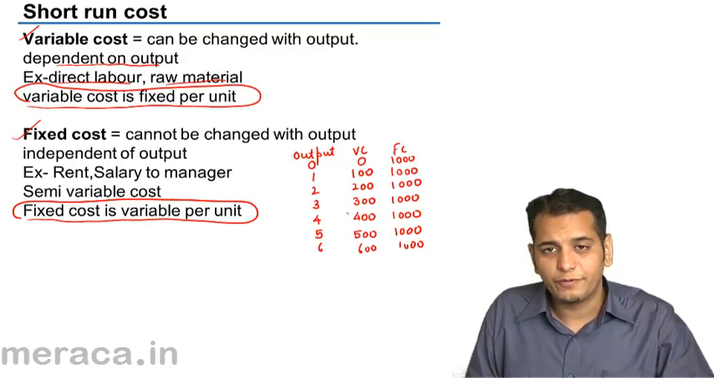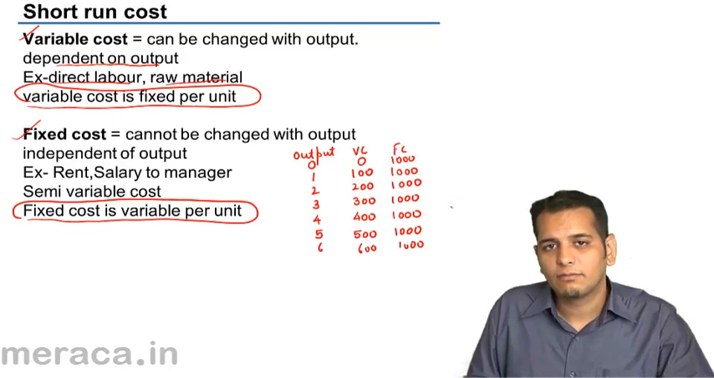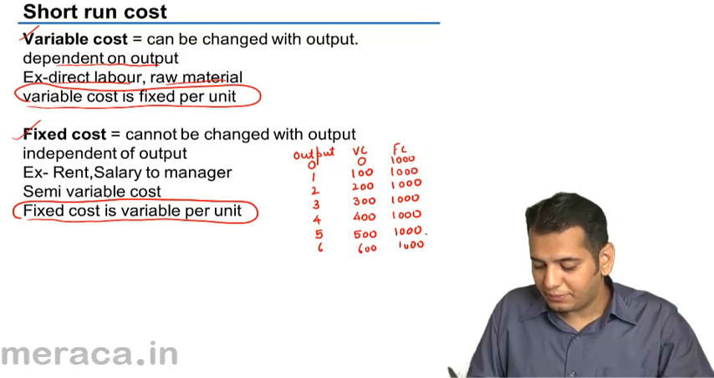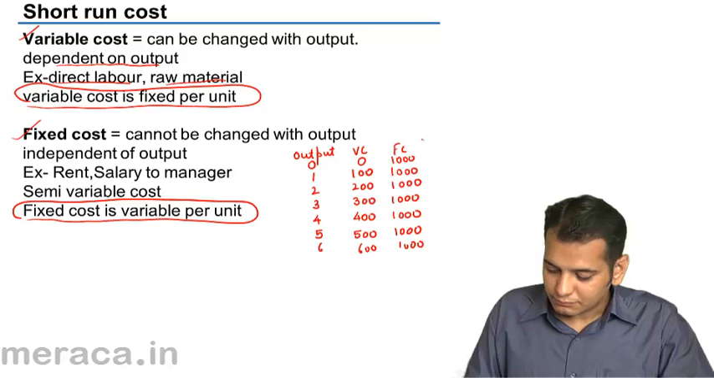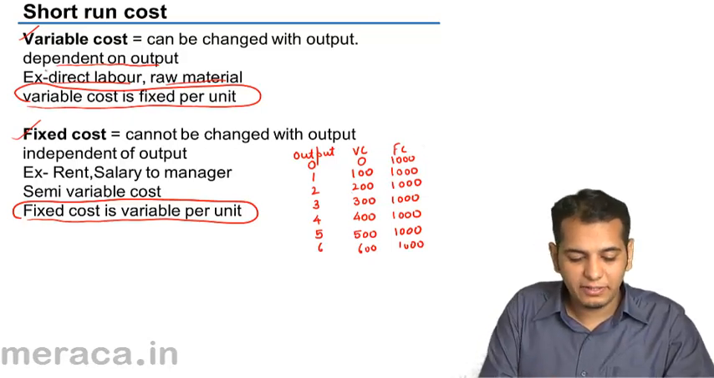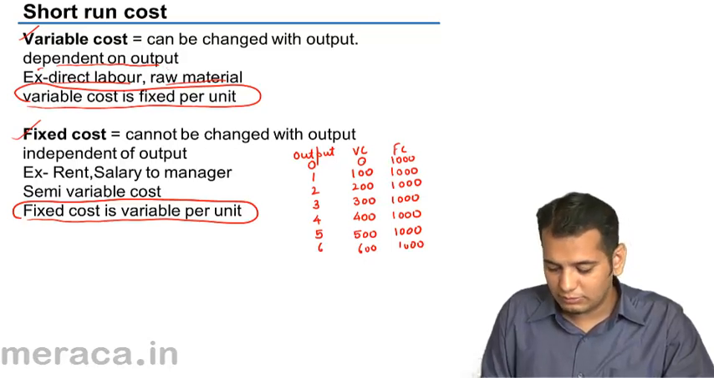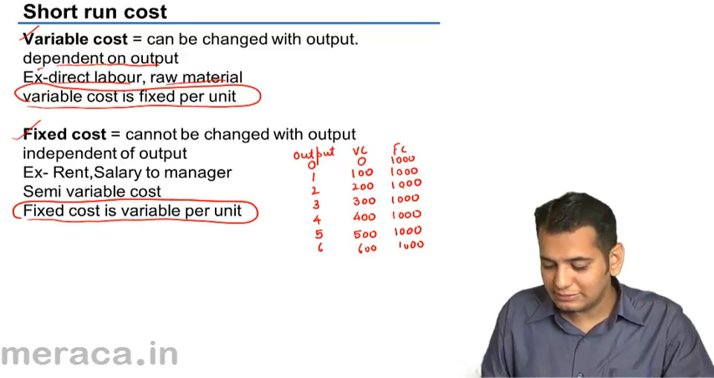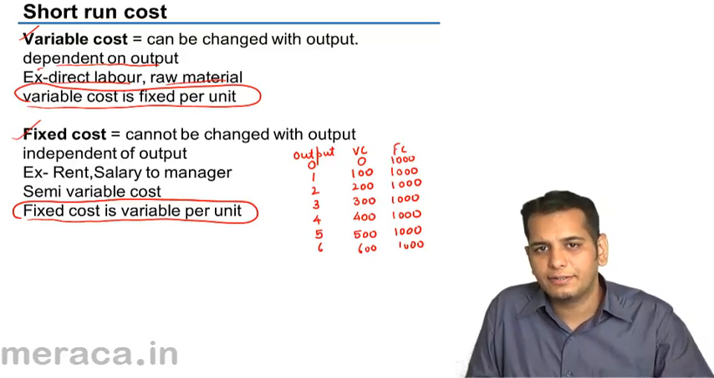However, when I come to the fixed cost, you can see that it is fixed at all levels. Whatever be the number of units that I produce, I pay the same amount of rent. So this suffices our statement that the variable cost is dependent upon output. It is directly related to output, whereas the fixed cost is independent of output. It is not related to output.